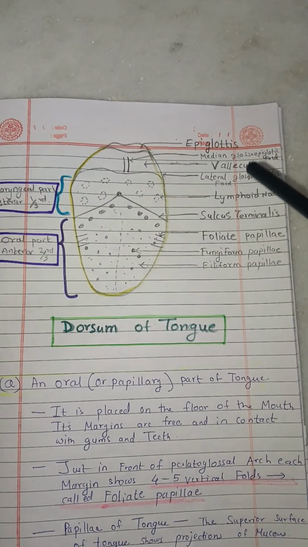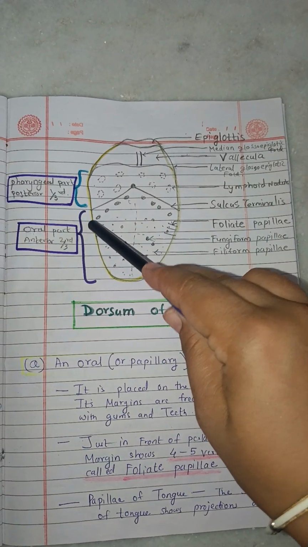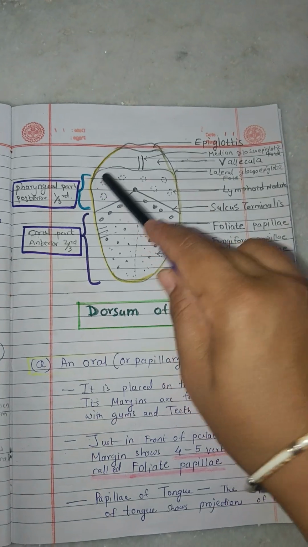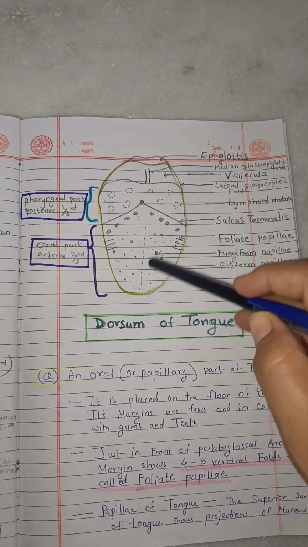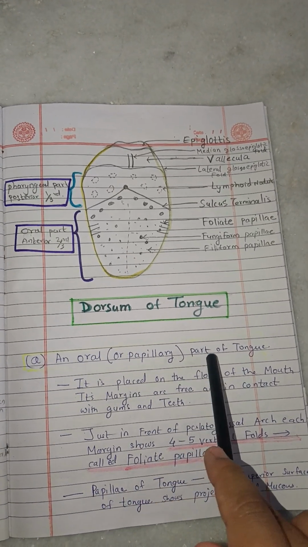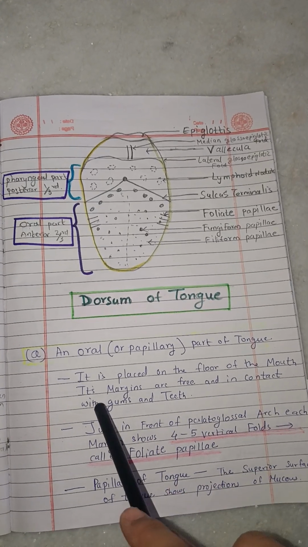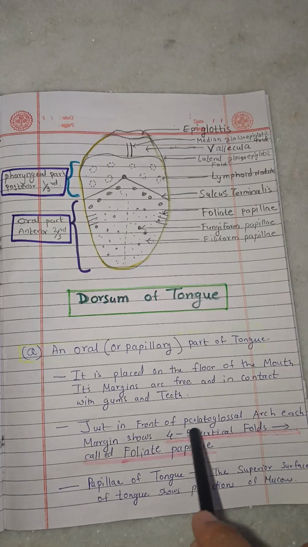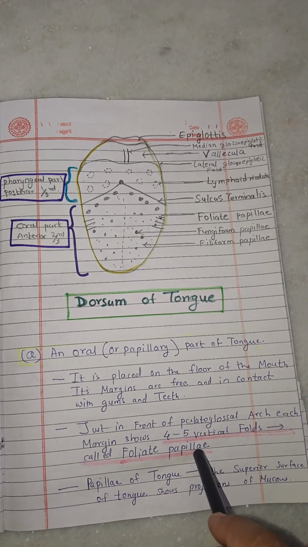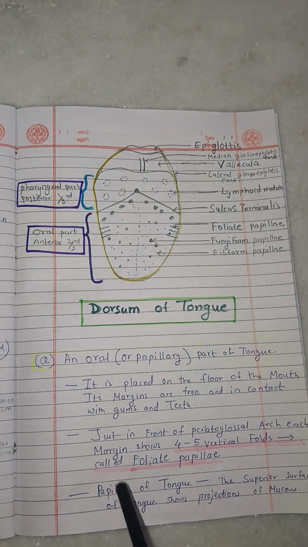So let's go to the dorsum of the tongue. In this figure they have shown the oral part, which is the anterior 2/3, and the pharyngeal part, which lies in the pharynx, that is the posterior 1/3. These are different parts which are described in the further lecture. The oral or papillary part of the tongue is placed on the floor of the mouth, and its margins are free and in contact with the gums and the teeth. Just in front of the palatoglossal arch, each margin shows 4 to 5 vertical folds called foliate papillae. Here you can see the foliate papillae, situated here. Okay, papillae of the tongue.